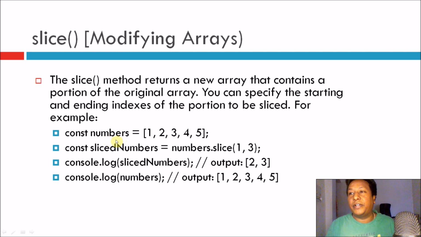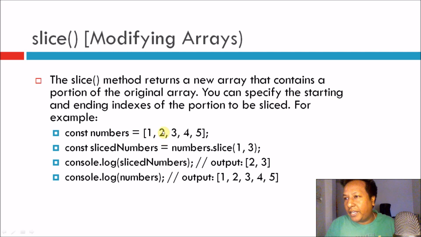We again have the numbers array, 1 2 3 4 5 is the value, and now I will use slicedNumber and numbers.slice. Here I am using the slice method on the numbers array, and we are passing two values here. The first one is the starting index and the second is the ending index. So we will start with index 1.